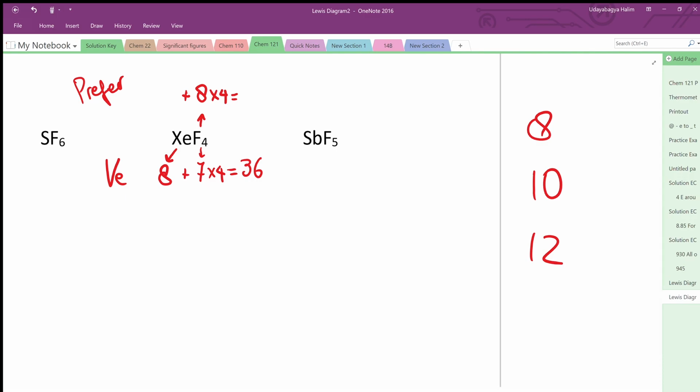Not quite. Wait, let me just double check. Yes, that one's right. Let me just double check. Sorry, the dots are hard to see. No, that's not right. So it's not an octet. It's an expanded octet, so the central atom would have more than 8.